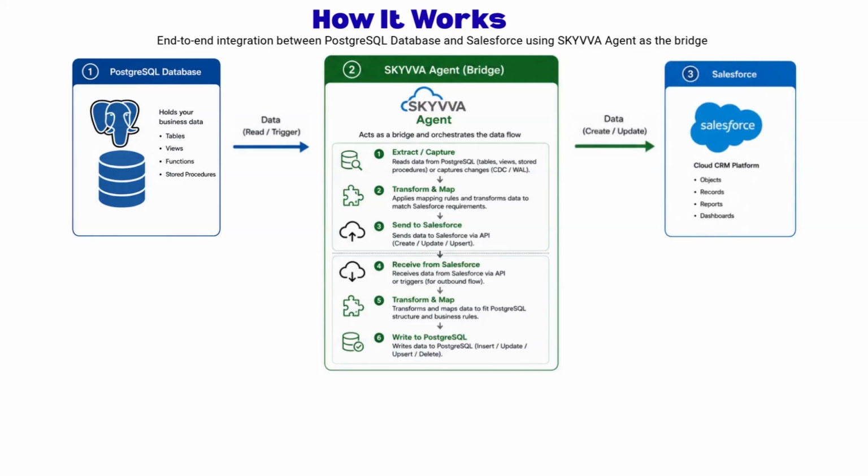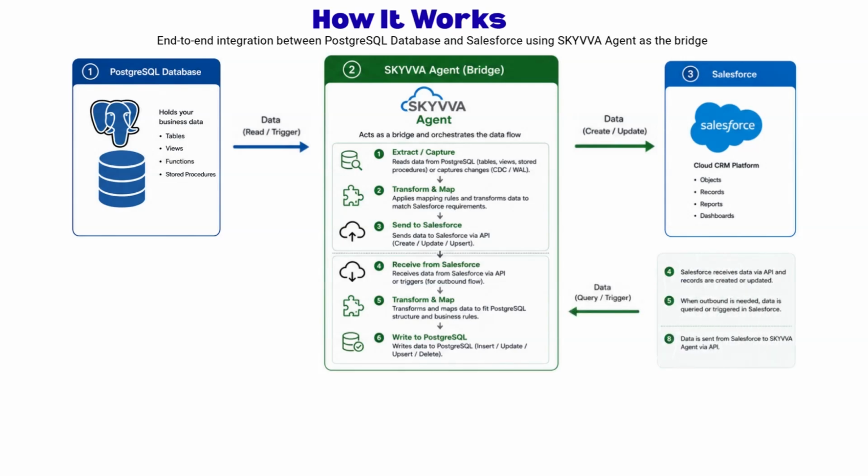Step 3. Process and send to Salesforce. After retrieving the data, SKYVVA Agent performs the integration processing. The agent extracts the data, applies field mapping, transforms data formats, validates business rules, and sends the processed records to Salesforce through the Salesforce API.